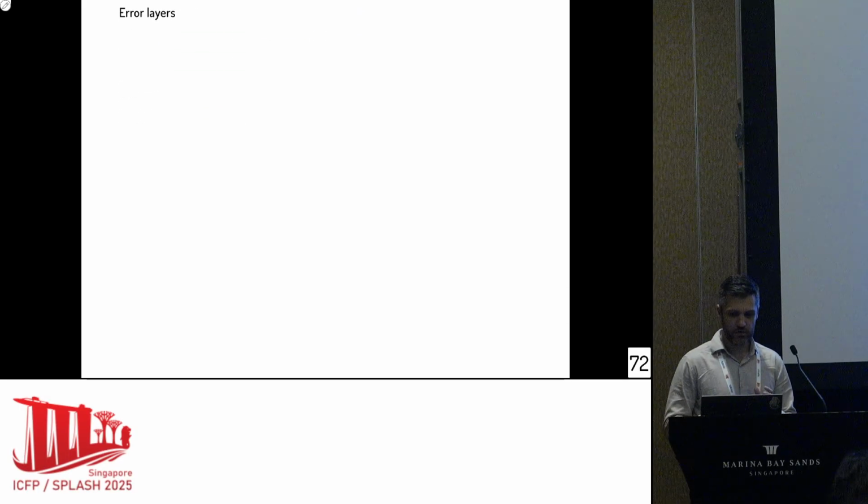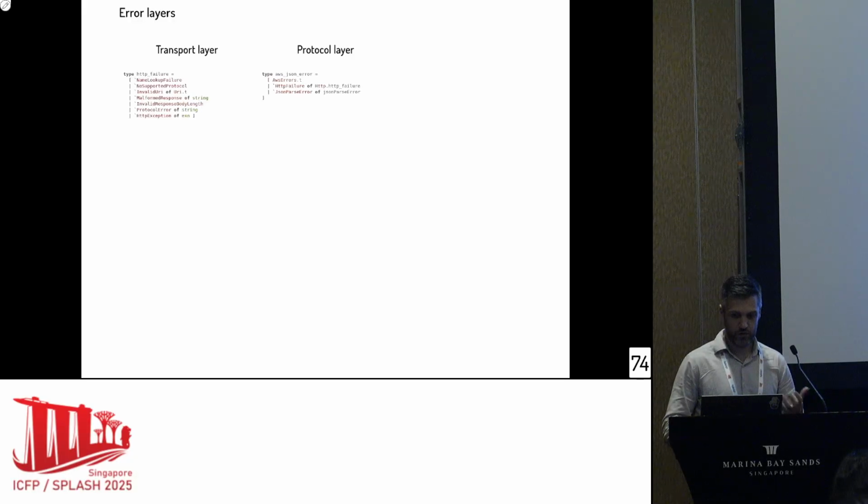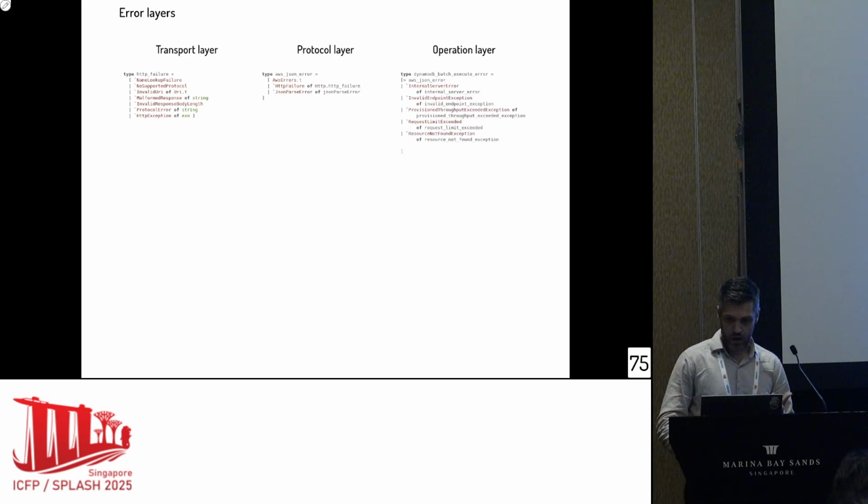Smaws structures errors into a separate type for each communication layer: the transport layer, the protocol layer, and the operation layer. Instead of flattening them at each layer, they wrap it up as a new constructor in the next layer. So you'll notice HTTP failure comes through as a constructor in the protocol layer, and then the AWS JSON error comes through into the operation layer. This avoids long lists of constructors in the output type, which is more readable and easier to pattern match.